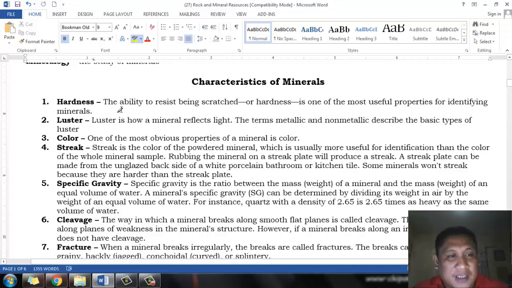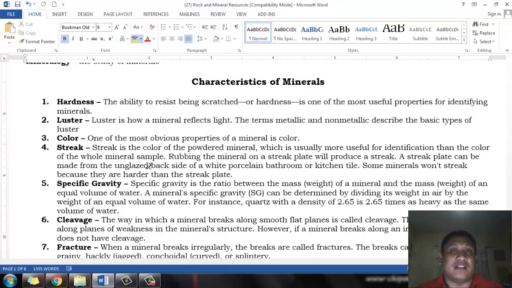Another characteristic of mineral is luster. In fact, this makes minerals so attractive to humans because when we say luster, that's the ability or the characteristic of a mineral to reflect light, meaning they become shiny. Gold, for example, they are shiny. Silver, for example, they are very shiny, and we usually use it for making jewelries, no?